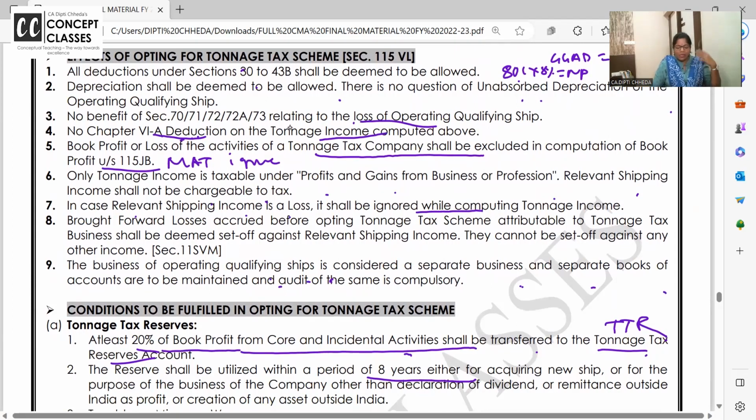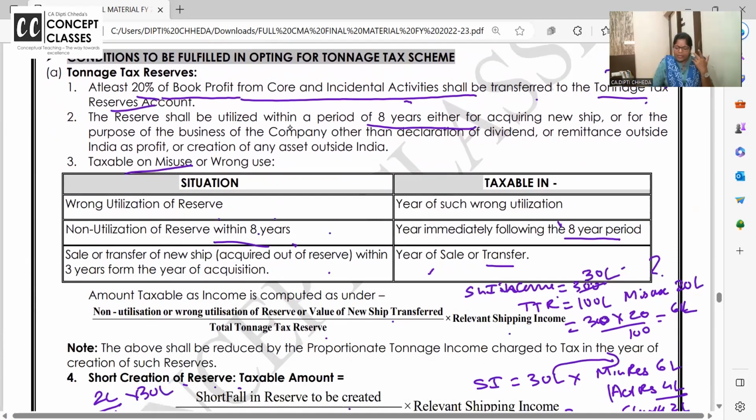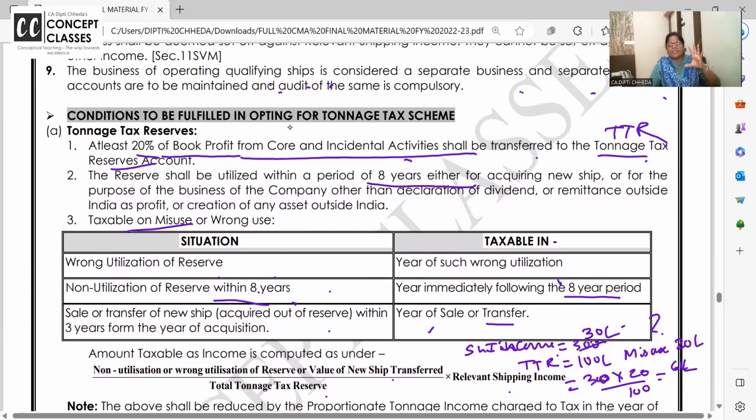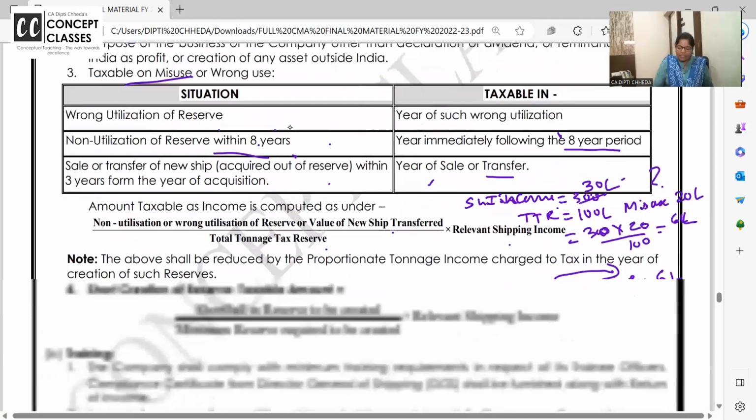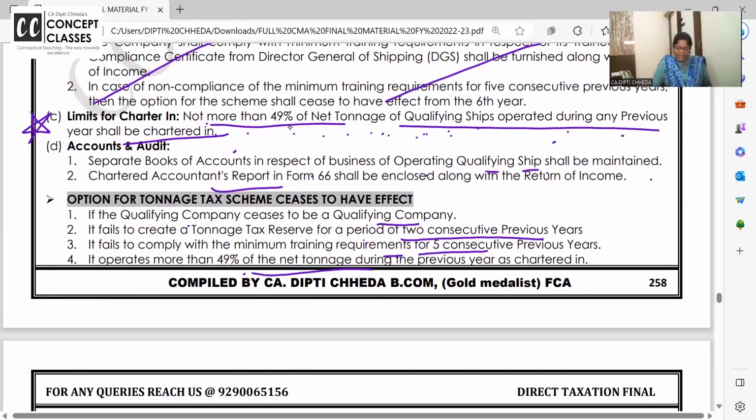All the benefits are given. कोई loss set off नहीं होगा, कोई depreciation कुछ अलग से नहीं मिलेगा. Assumed everything is given. 20% of your core book profit you have to transfer to TRR, and you have to use it within 8 years to purchase an asset. If it is not used or misused, or an asset purchased is sold within 3 years, then according to whatever was TRR, how much is the misuse, or how much is the shortfall, in that proportion this year's relevant shipping income will become taxable.